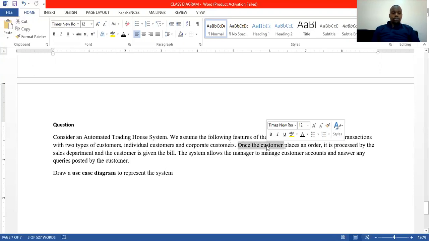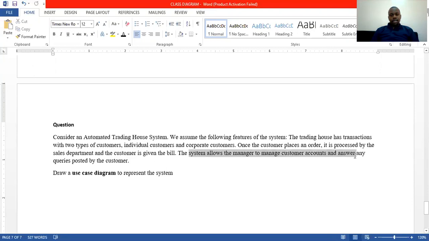Using that, now you can show how those customers can place an order. So now you have to identify the different entities. Okay. So once the customer places an order, it is processed by the sales department and the customer is given the bill. The system allows the manager to manage customer accounts and answer any queries posted by the customer.